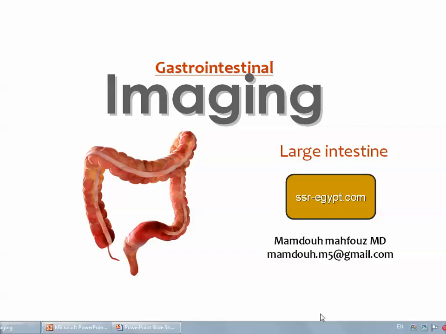Dear colleagues, we continue with gastrointestinal imaging, and this is the last lecture in the domain of GIT diagnosis. We have dealt before with the imaging of the esophagus, imaging of the stomach, and imaging of the small bowel. Now we are going to discuss the imaging of the large intestine or the colon.